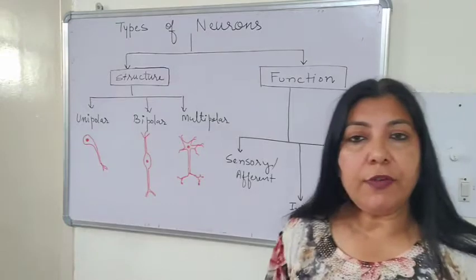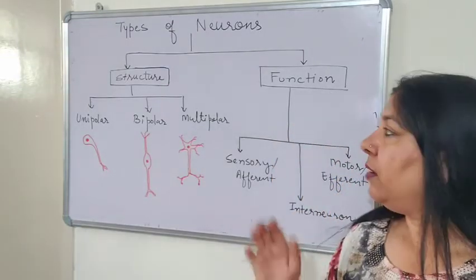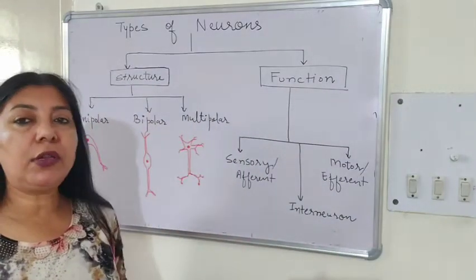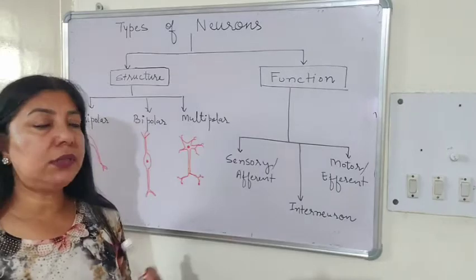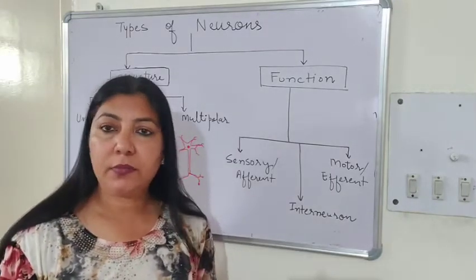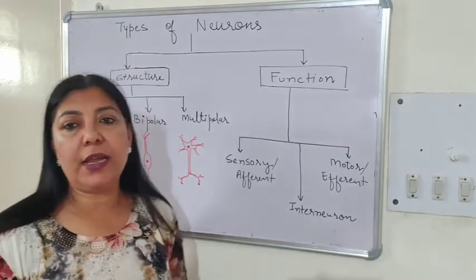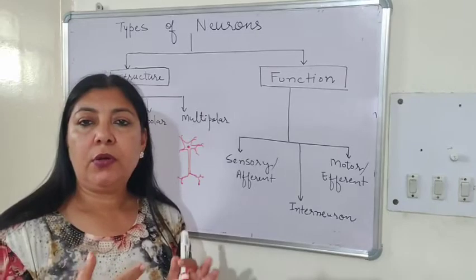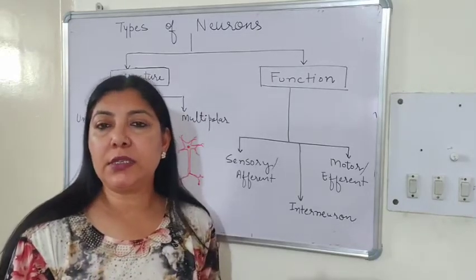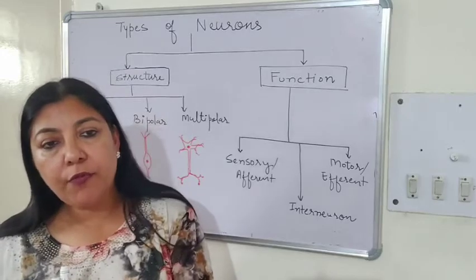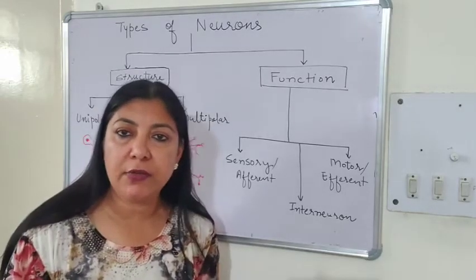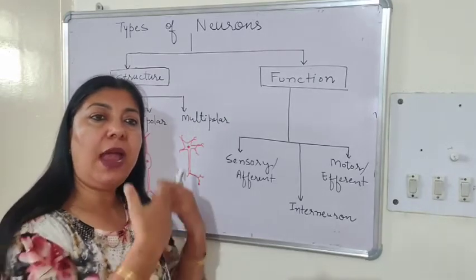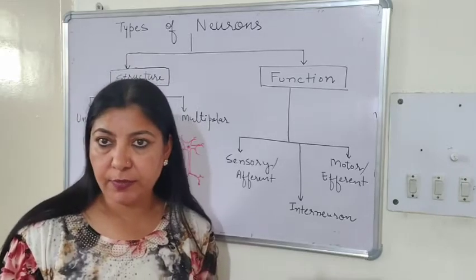Now if we study on the basis of function, then neurons can be divided into sensory neurons, interneurons and motor neurons. Sensory neurons are also called afferent neurons. They always move towards the central nervous system, or you can say they move from receptor towards the central nervous system. So they take the information from the sensory organs and pass it on to the central nervous system.